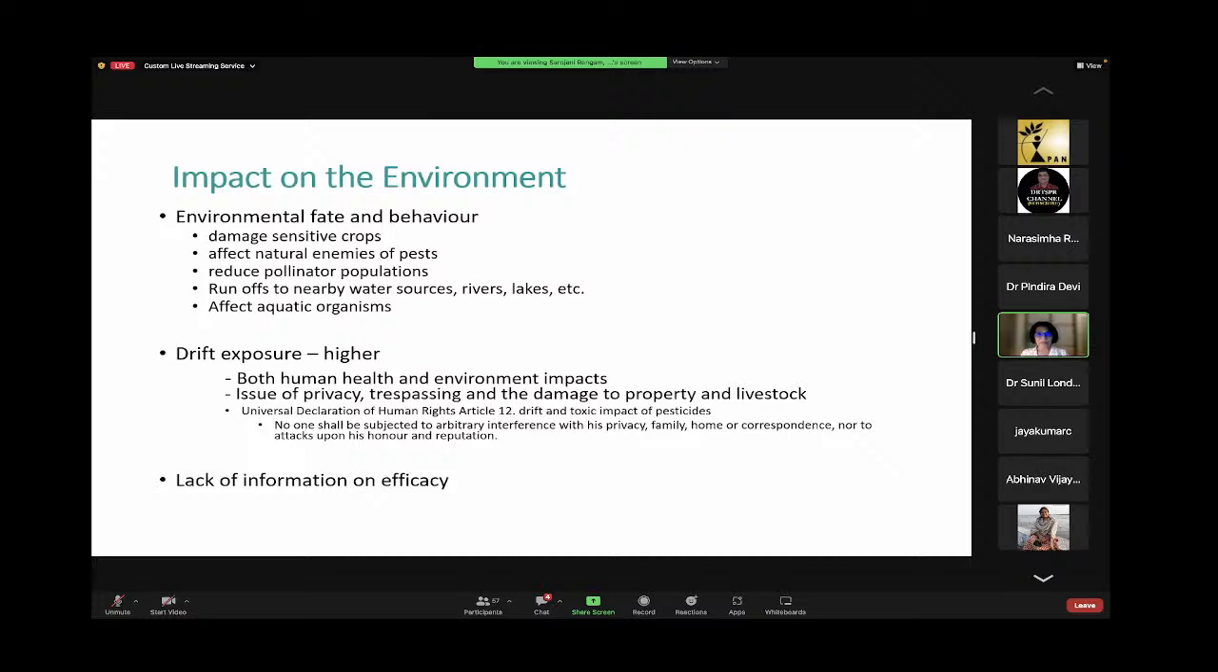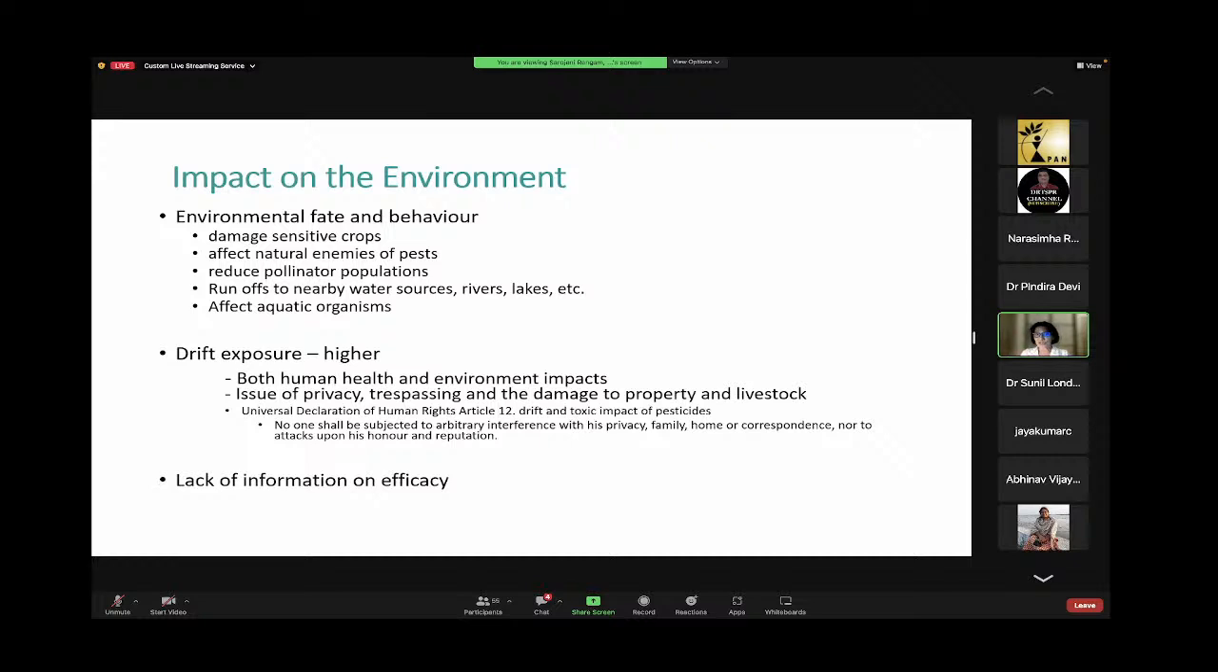Then we have the impact on the environment, the damage to sensitive crops, because some crops get damaged very easily. It affects natural enemies of pests, and the whole integrated pest management and farmer field schools that have been very important in the 90s and until recently. This was a very important aspect of training farmers to understand the ecology of the fields, to really understand what's happening, and then to see which is predator, which is natural enemies, which are pests, so that the necessary actions can be taken. But with this drone technology, it's just more calendar spraying as before.